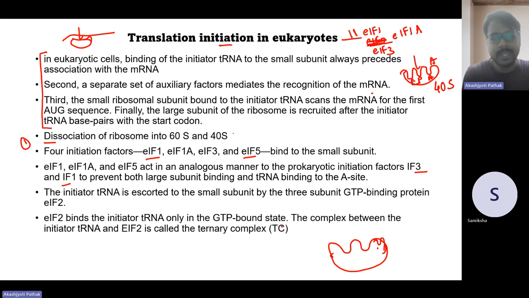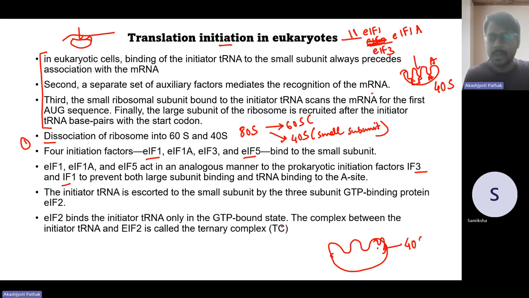You have the 80S ribosome. The 80S ribosome will dissociate into the 60S ribosome and the 40S ribosome. Now this 40S ribosome is the small subunit, and the 60S ribosome is the large subunit. So first, what happens? This is your small subunit.